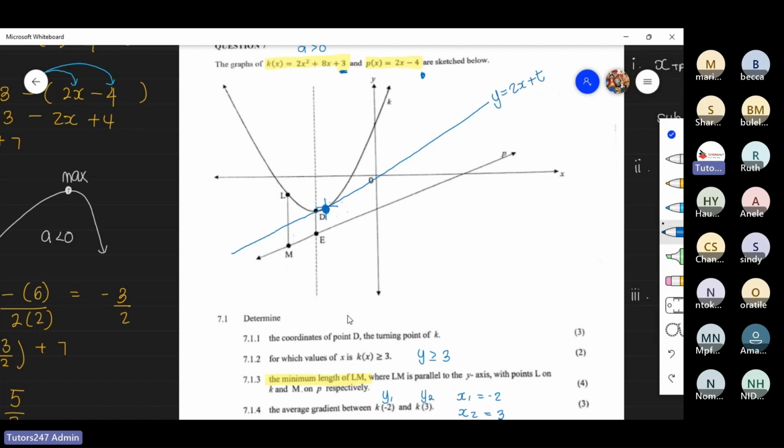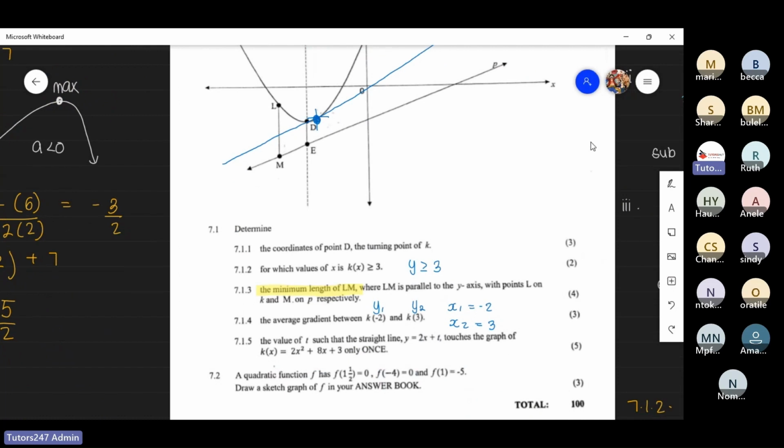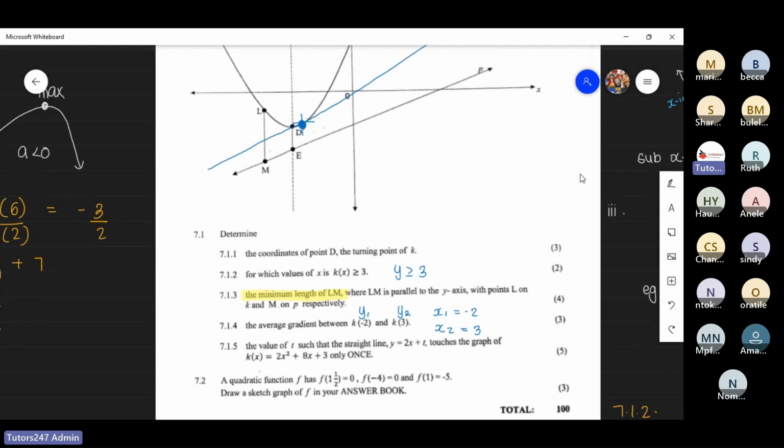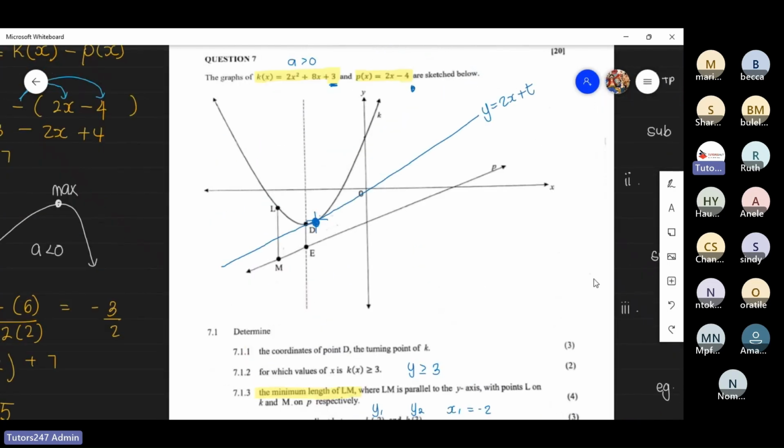So at the point whereby the two functions touch, they have the same x value, the same y value, which then means that you can equate the two functions to one another. You can make them equal to one another because they have the same x and the same y value at that point. Now, if we go on to read the question, let's read it one more time. The value of t such that the straight line touches the graph once. In order for this straight line to only touch the graph one time, the discriminant needs to be 0, meaning that it only needs to have one root.